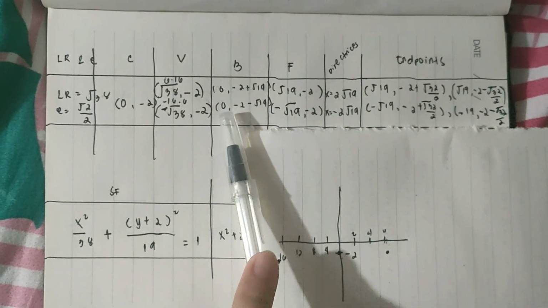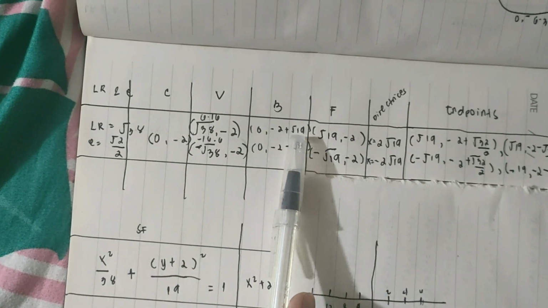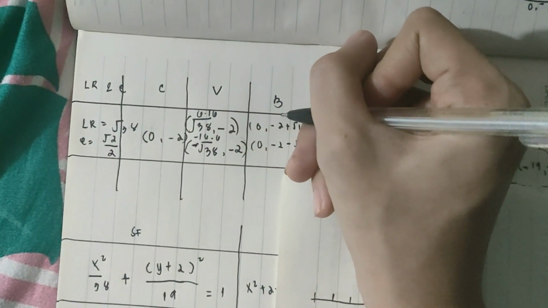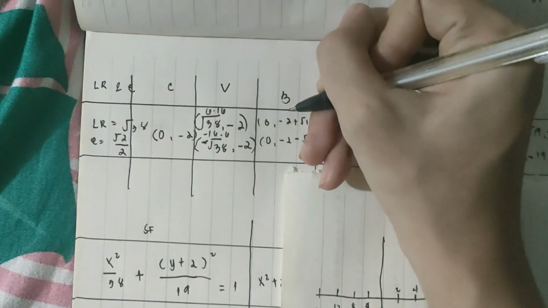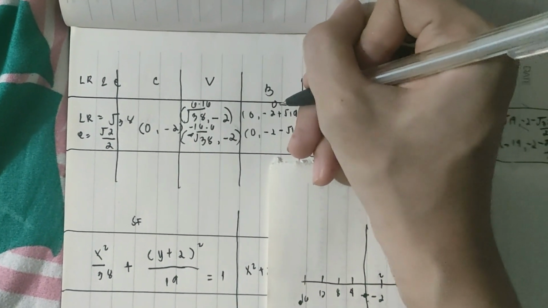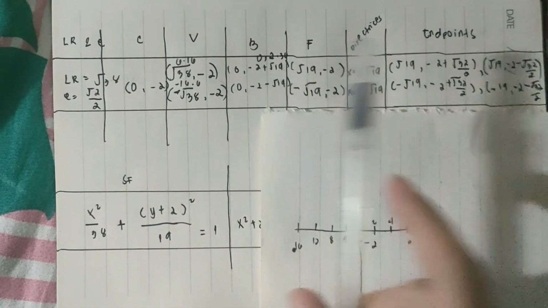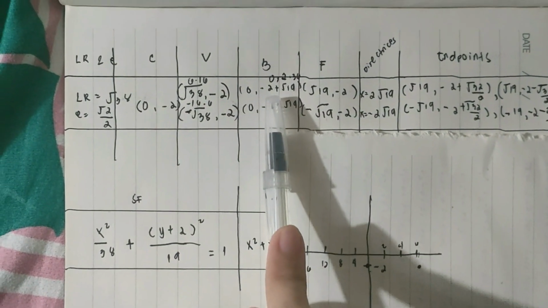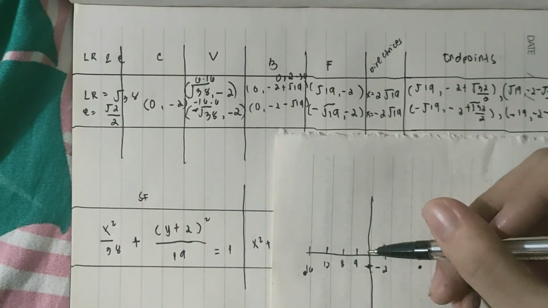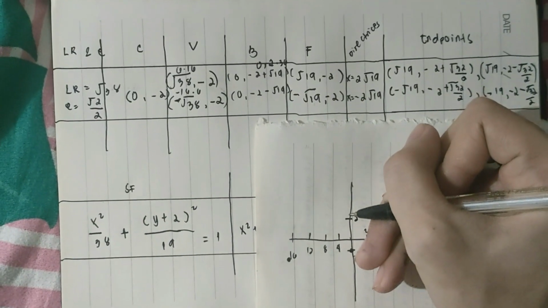Yung distance naman niya ay 0, negative 2 plus square root of 19. So, yung square root naman nito ay nasa 0 and 2.36. 2.36 yung square root nito. So, nandito siya sa 0, 2, then lagpas lang ng konti.